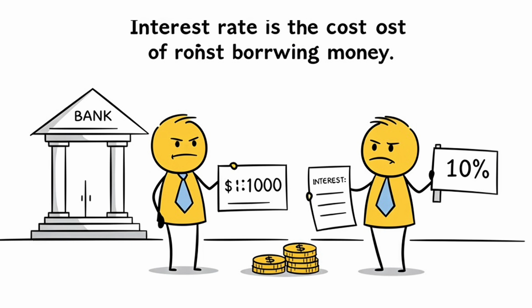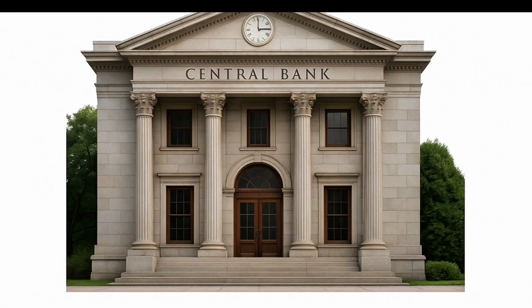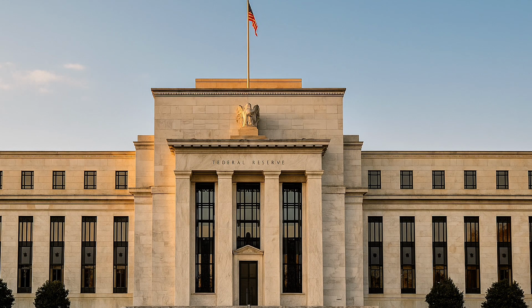Interest rates. The interest rate is the cost of borrowing money. If you borrow $1,000 at a rate of 10%, you will have to pay $1,000 plus $100 in interest. In countries, the central bank sets interest rates. In the US, for example, the Federal Reserve does this. They decide whether rates will rise or fall depending on the state of the economy.